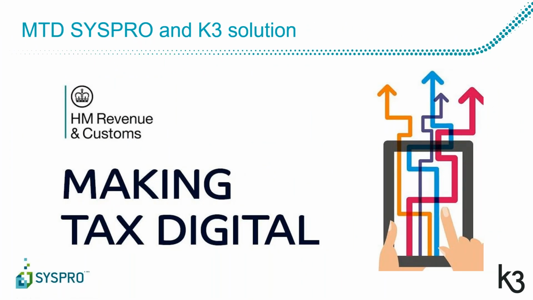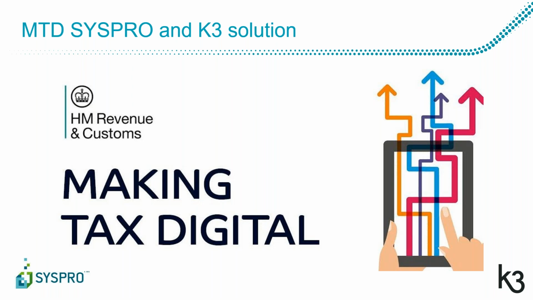Making Tax Digital. HMRC introduced the requirement for companies with a threshold of £85,000 or higher to have to go ahead and keep track of all of their transactions digitally and to submit their 9-box VAT return through an API directly to HMRC. You are no longer able to log on to the web portal and manually enter those 9-box values. K3 SYSPRO works together with SYSPRO and the Imagine team on the K3 platform itself to provide a solution that will allow you to meet HMRC's requirements.